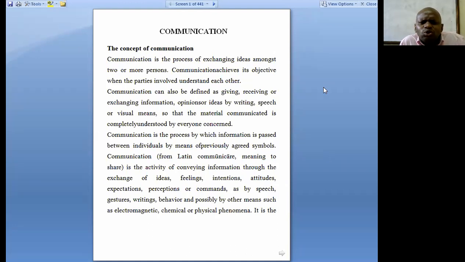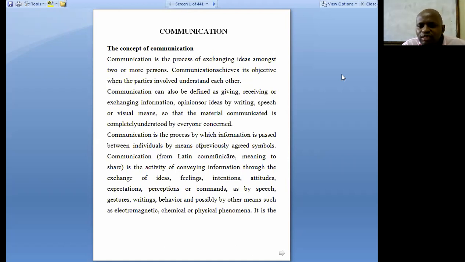Then the other thing that we are going to talk about is that communication is the process by which information is passed between individuals by means previously agreed upon, or symbols. So you must be able to agree which symbol you are going to use. You must agree which medium you are going to use to communicate in the best way possible, so that both parties will be able to understand what you mean.